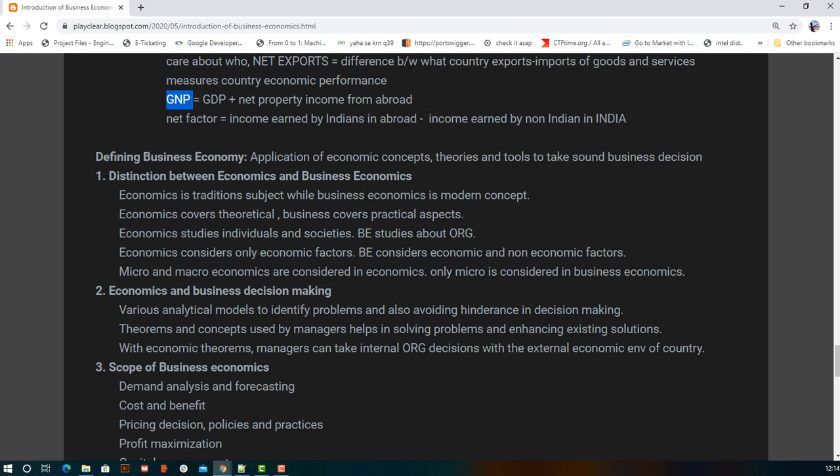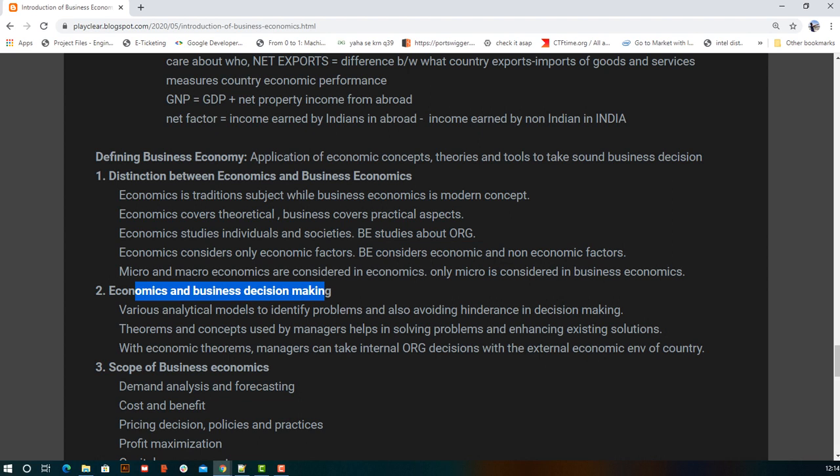The difference between economics and business economics is that economics is traditional, while business economics is modern and still under development. Economics covers theoretical things, business economics covers practical things. Economics studies individuals and societies, business economics studies the organization. Economics considers only economic factors, business economics considers economic and non-economic factors. Overall, we can say business economics brings economics more towards reality, more towards the truth.